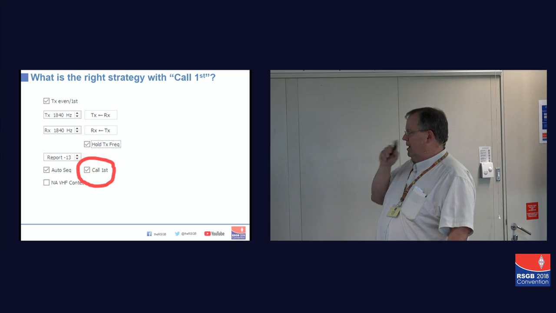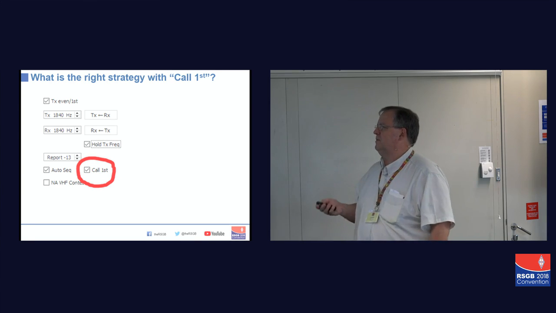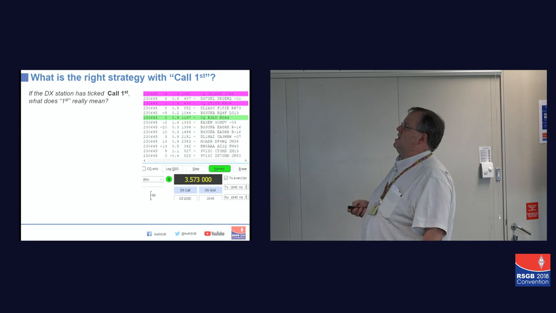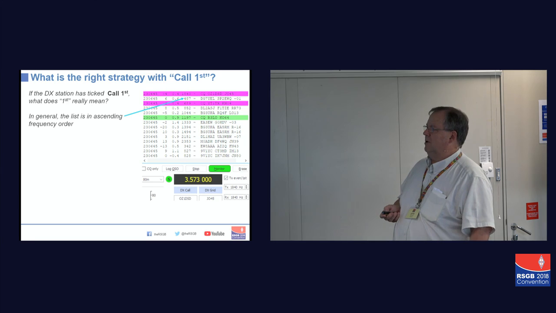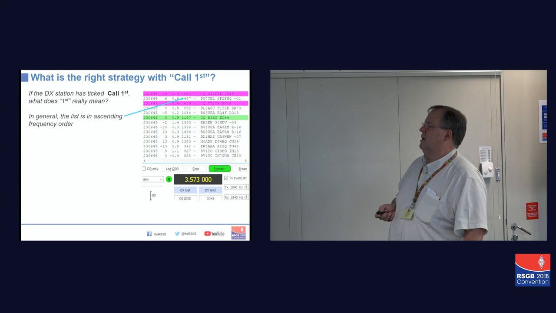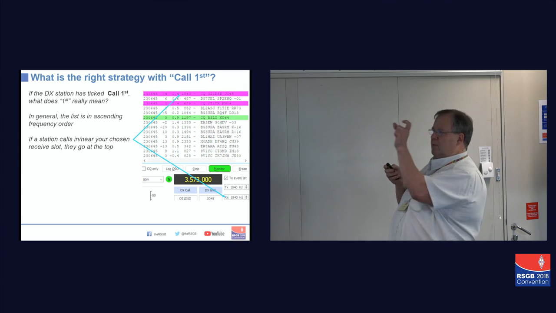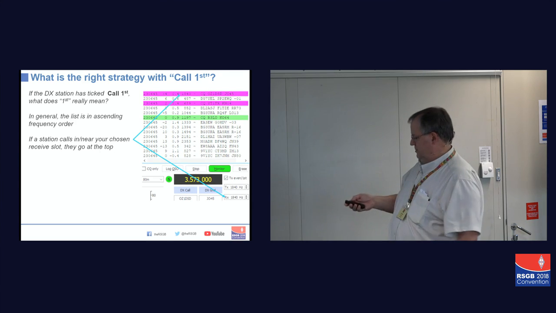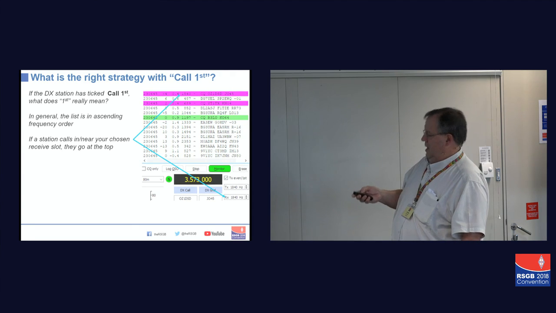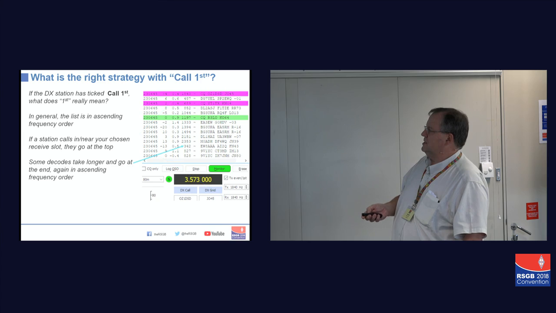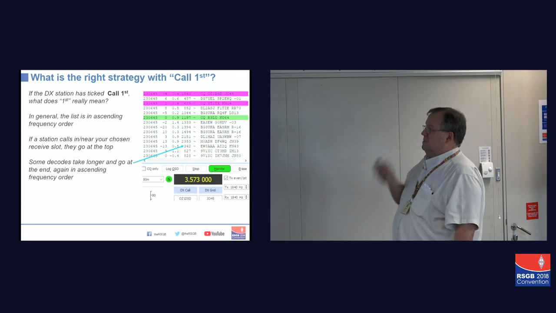Call first. When somebody puts call first on, what does that actually mean? So the other station puts call first on, he's sent out a CQ, and what happens on the decode? Well, first thing that happens is the list is, in general, in ascending frequency order. Stations that are on your little green bracket where you've said, this is where I want to receive, so 1840 hertz there. Anything on 1840 hertz goes right to the top. And then some things take a bit longer to decode, and they go at the bottom, but again, in ascending frequency order.